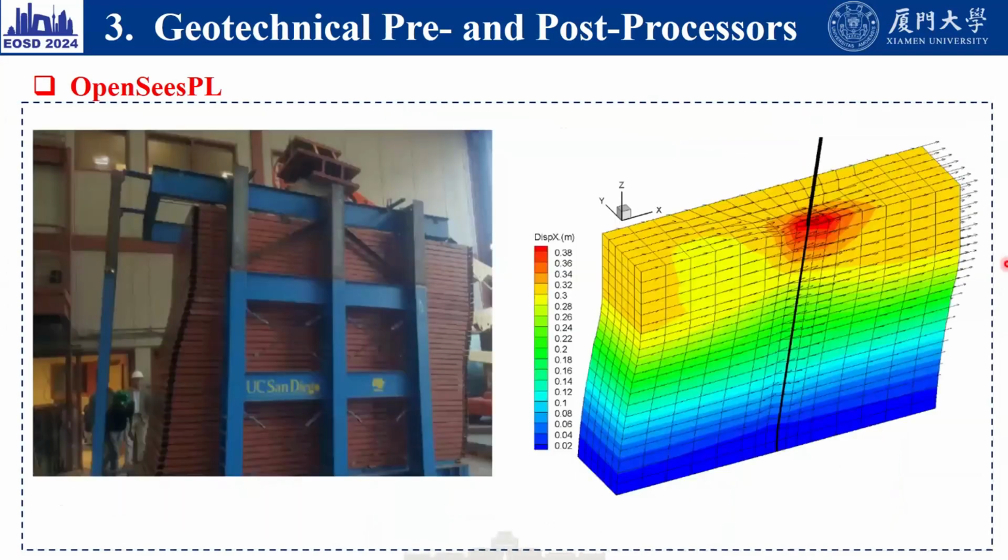So we use this software to run a lot of analysis. So here is an example. This 1G shake table test conducted at the UCSD. We use this OpenSees PO to match the shake table test. So during shaking, the soil pushed the pile in downslope direction and the pile deformed. So this OpenSees PO was verified by many experiments.